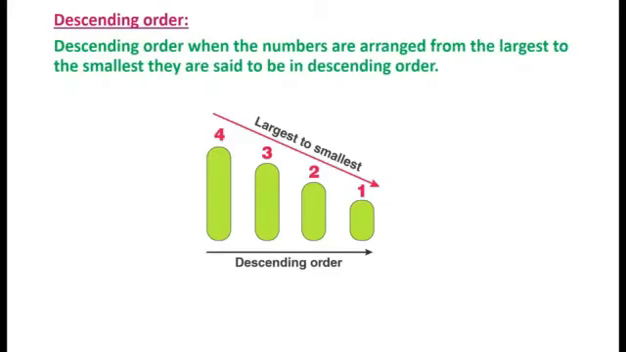After comes this descending order. Children, you can see descending order is the order when the numbers are arranged from the largest to the smallest. They are said to be in descending order. You can see in this picture that in descending order we are moving from the largest to the smallest. The largest number will be written at first, and then smaller than that, then again a smaller number, then again a smaller number, and in that way we are moving.